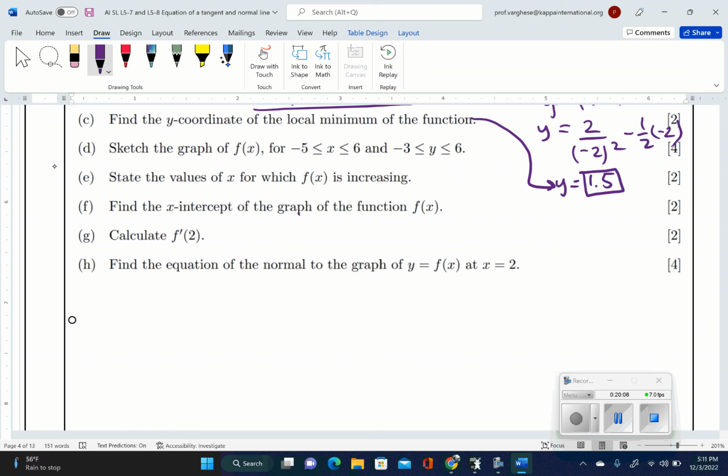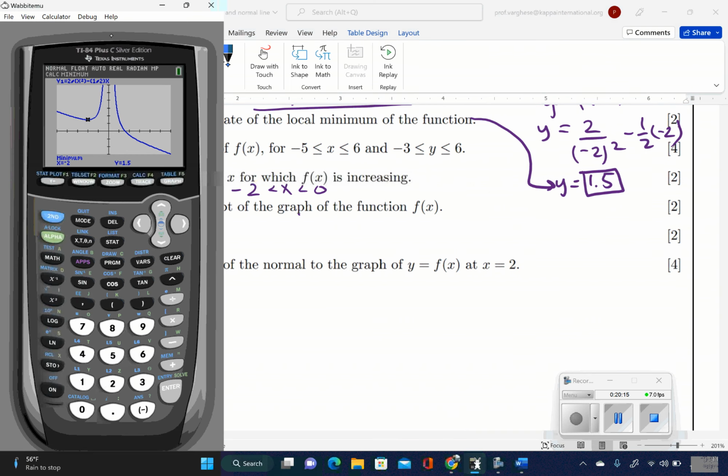So I know it's going to be decreasing from -2 up until 0, because at that point is where the graph goes up, and then over here there's an asymptote. It doesn't cross that. So let's do the next part.